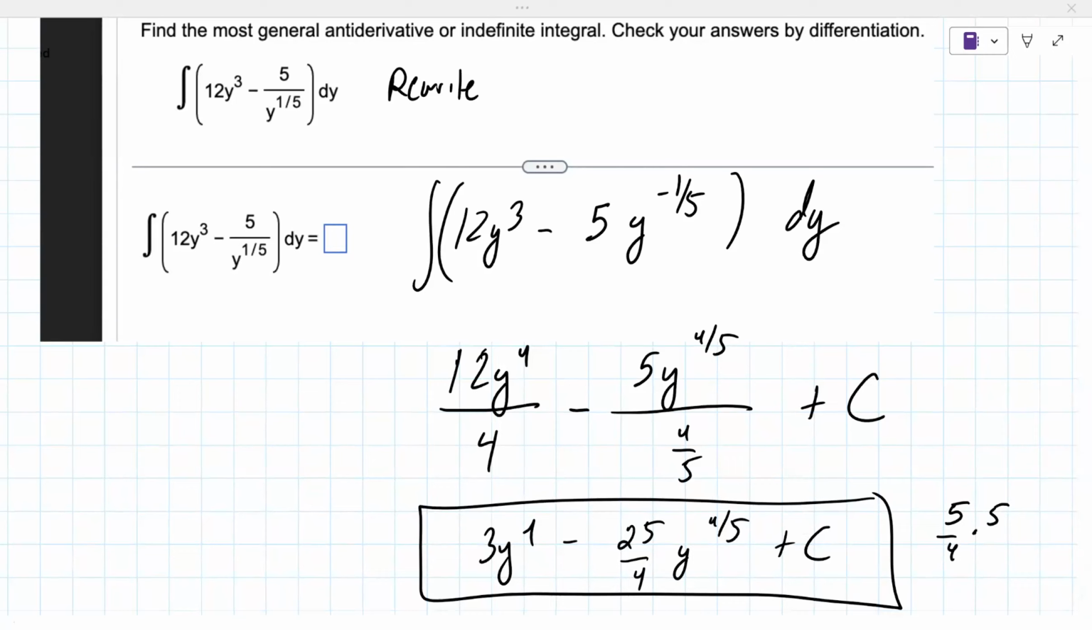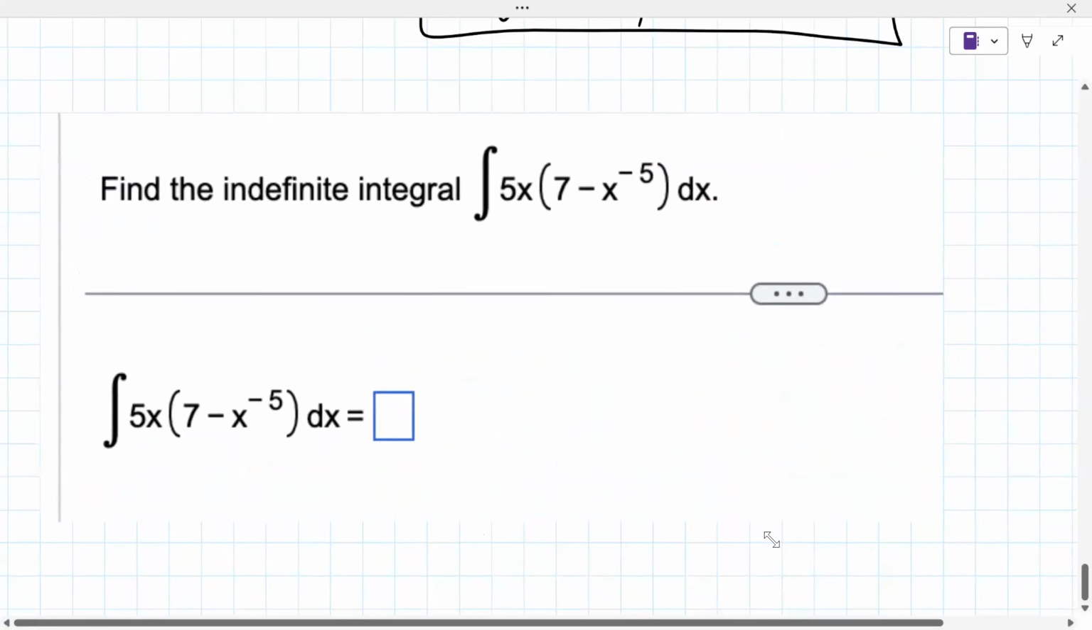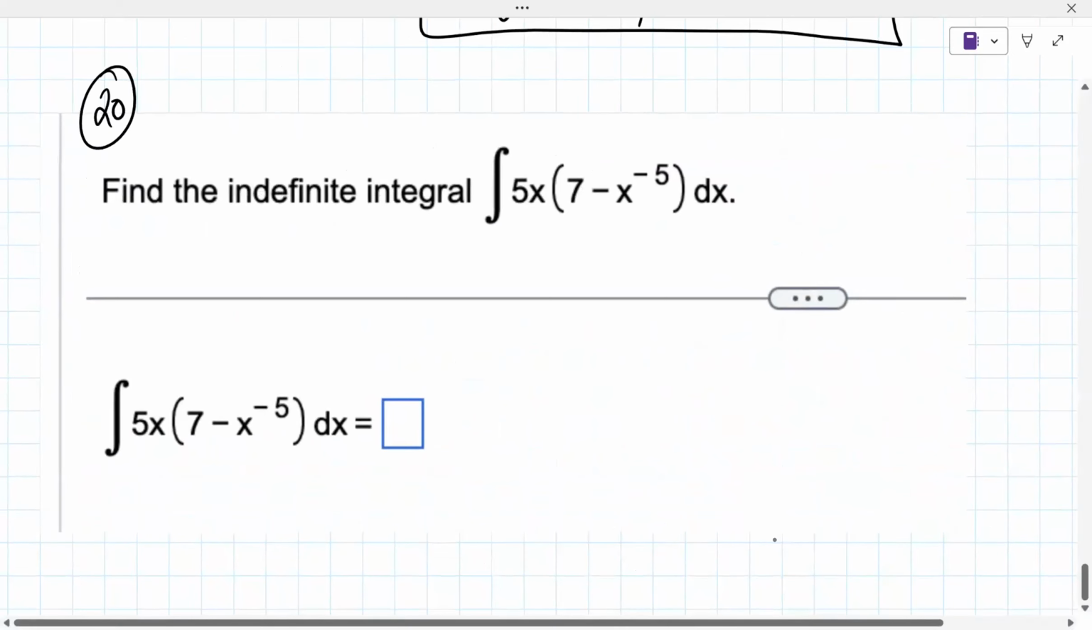Number 20. All right. So at first glance, you might say, I have no idea how to do this. This is very different from the other ones, but it's another rewrite. Your rewrite is distributing in here. We did this with derivatives, where you have to apply some algebra first or rewrite. In this case, again, there's no calculus yet. You're just multiplying it. So 35x minus.